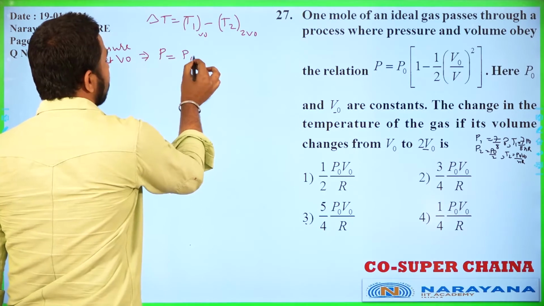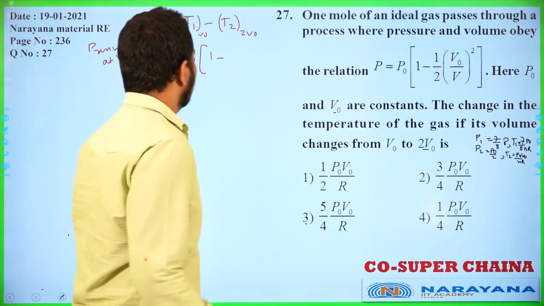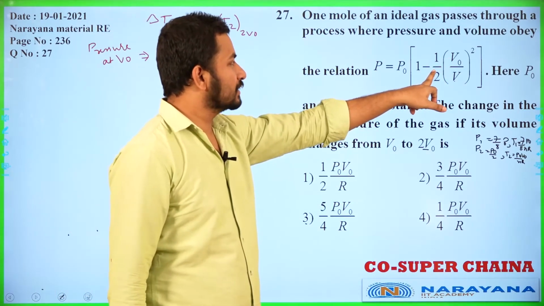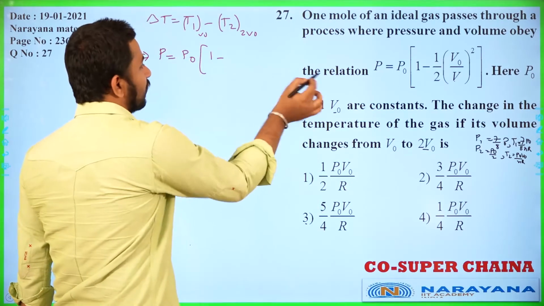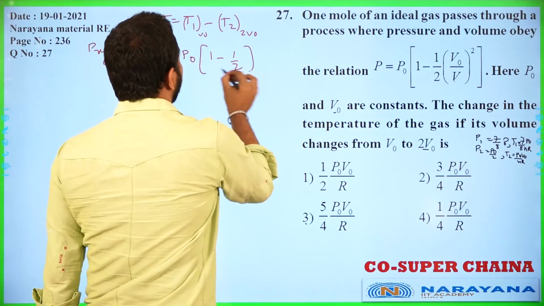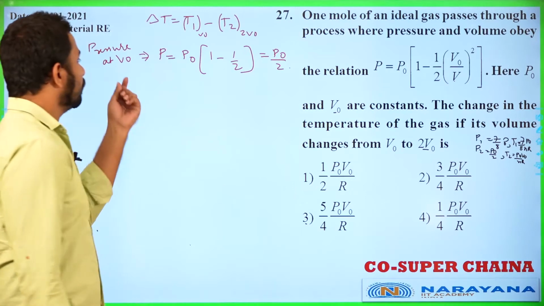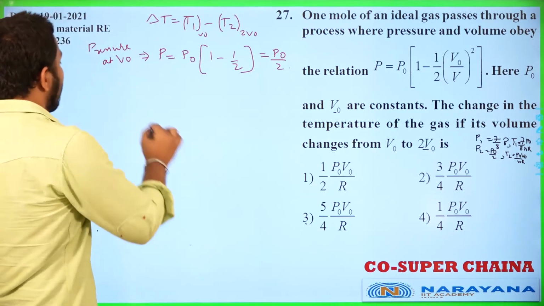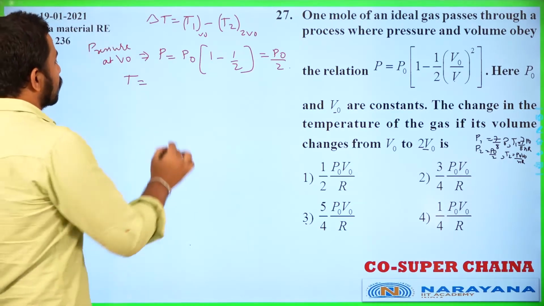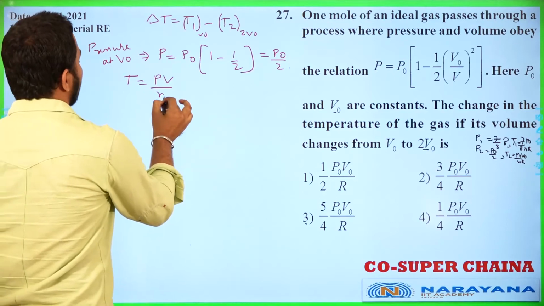P will be equal to P0 times 1 minus V by V0 here. So the V0 will be cancelled out, so 1 minus half, that's it. So we'll get P as P0 by 2. So P we got P0 by 2, student, and if we write here, PV equals nRT, so we can write T will be equal to PV by nR.